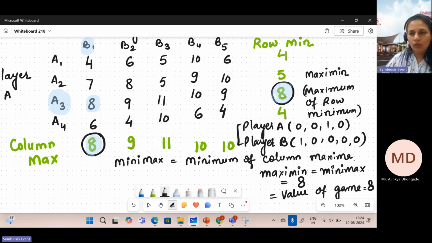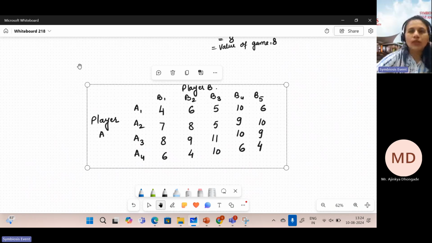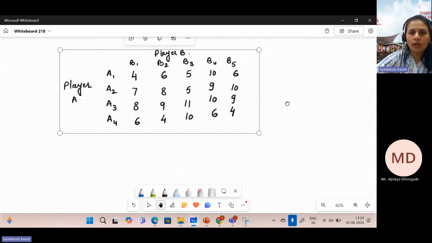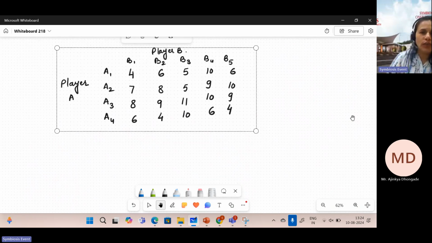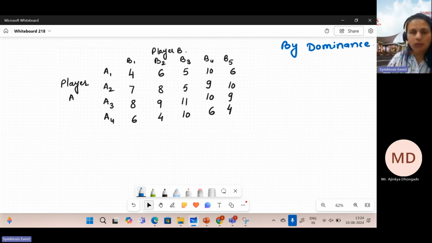But they asked us, this is the maximin-minimax principle, but they said to do it using the dominance principle. So if I want to go by the dominance principle, I need to adopt the dominance rule. So let us adopt the dominance rule. By dominance, you can begin with any of the things.